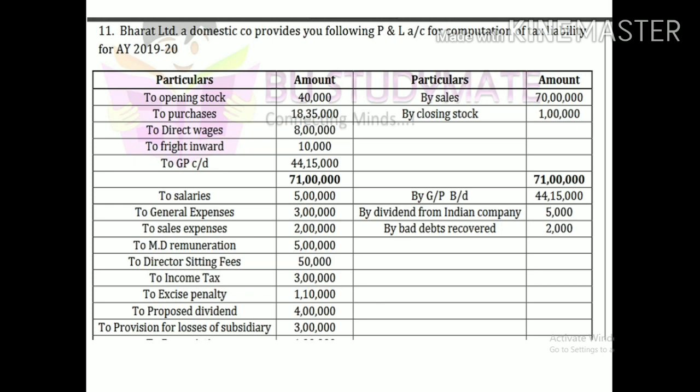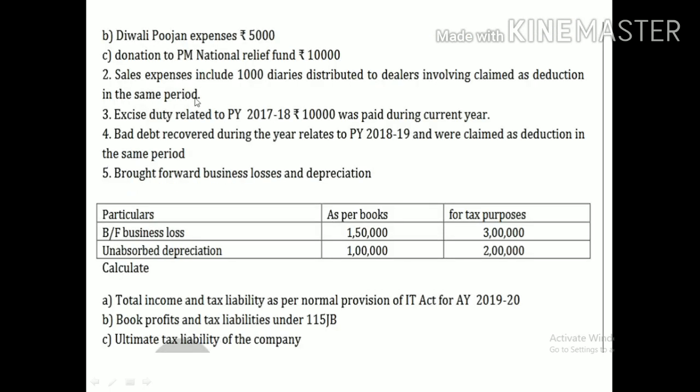The next one, short-term capital gain without STT, there is no income here. The income from other sources we have, that is 5,000, shown as exempt. The next one, we'll get other GTI. From other GTI, deduct deductions. We have only one deduction, please observe it is included in the general expenses: donation to the PM National Relief Fund, 10,000. It is 100% eligible, so the full amount we can take as a deduction.